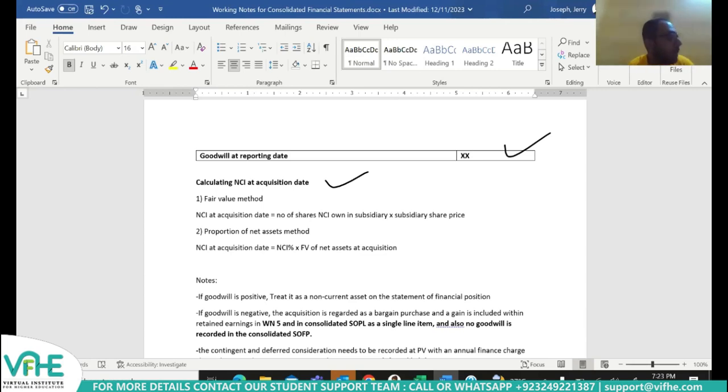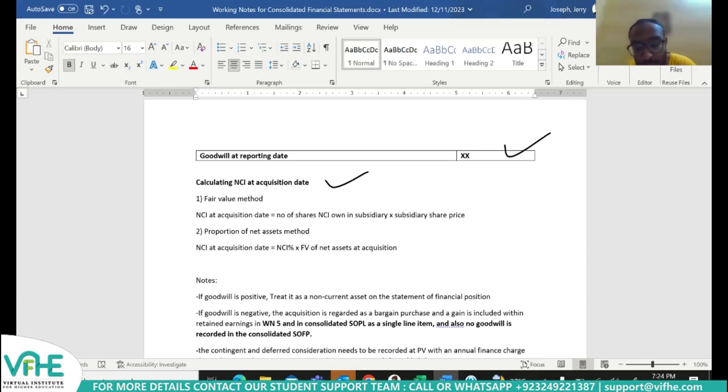What does the fair value method state? I can calculate NCI at the number of shares NCI owns. So we have two methods: the fair value method and the proportion of net assets method. Fair value method, how do you calculate the NCI? It is the number of shares the NCI holds multiplied by the market price of the share of the subsidiary. We'll get the NCI using the fair value method.